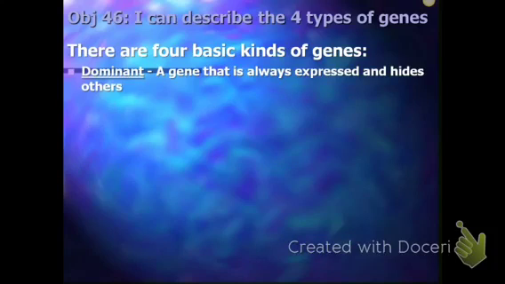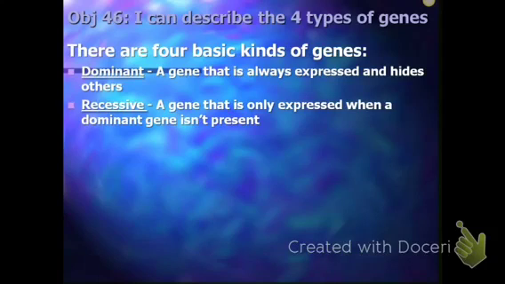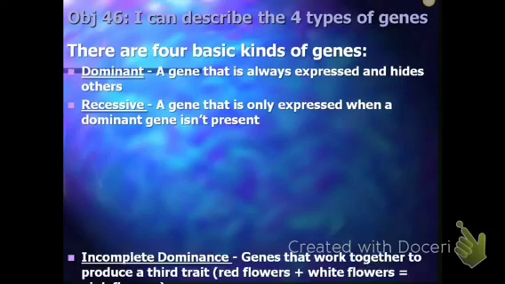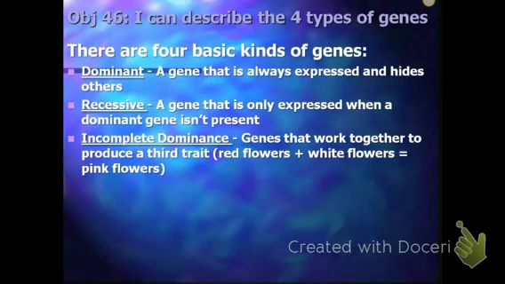The first two we're going to talk about are dominant and recessive. A dominant gene is a gene that is always expressed and hides the others. A recessive gene is a gene that is only expressed when a dominant gene isn't present. Incomplete dominance is genes that work together to produce a third trait. For example, if you took red flowers and white flowers, you would end up with pink flowers.